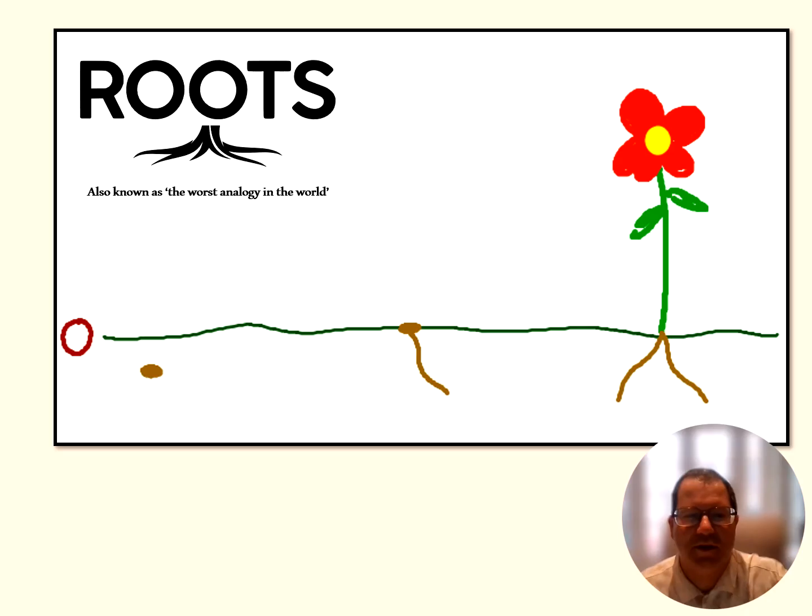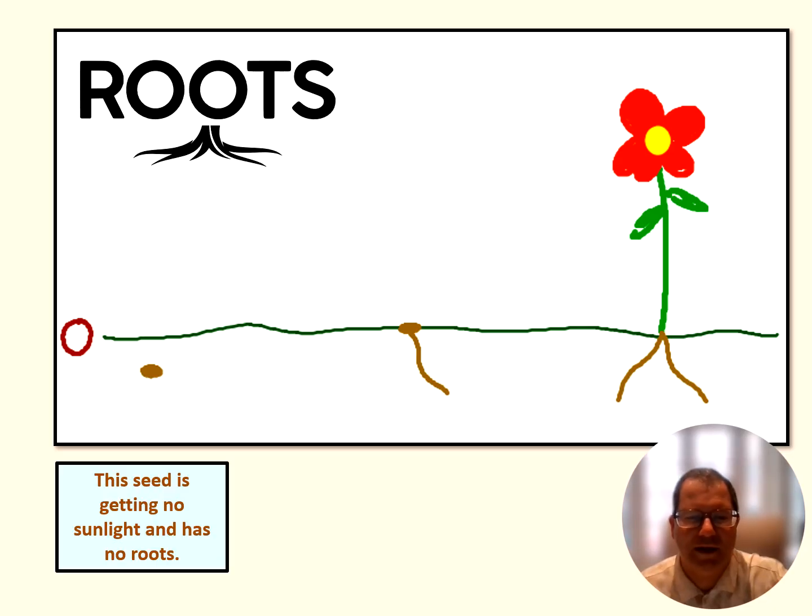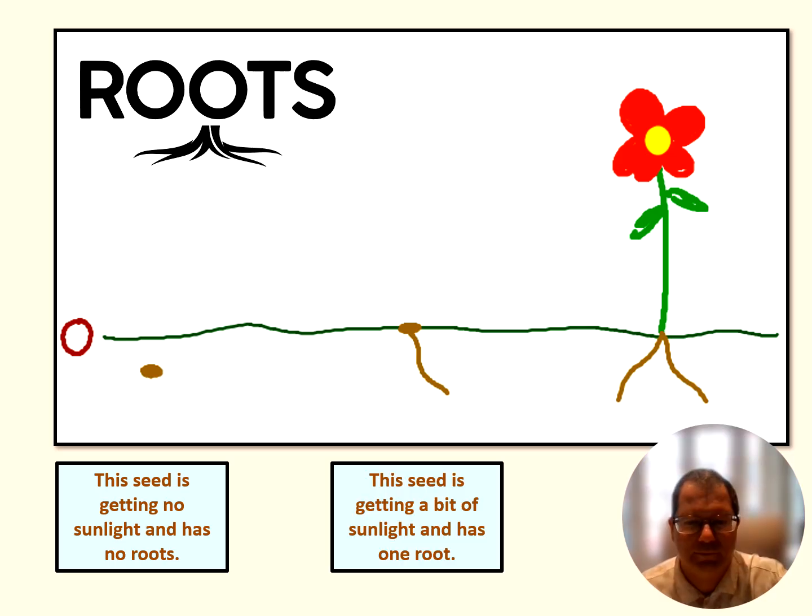I once made up this analogy for roots, which I've described as the worst analogy in the world, but bear with me, I'll just quickly talk you through it. So just imagine that the ground is b squared minus 4ac, and we're planting a seed. So the first seed has been planted below the ground. It's getting no sunlight and it has no roots. Obviously that's not true biologically, but it's nothing happening. There are no roots, it can't see the sun.